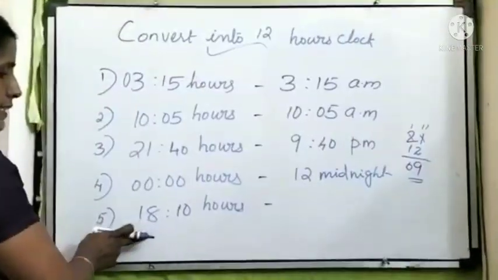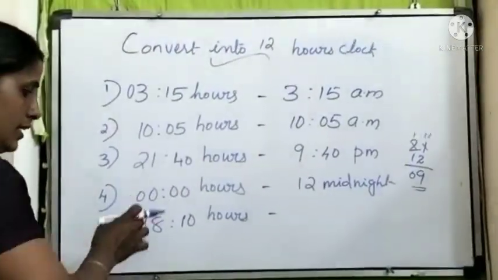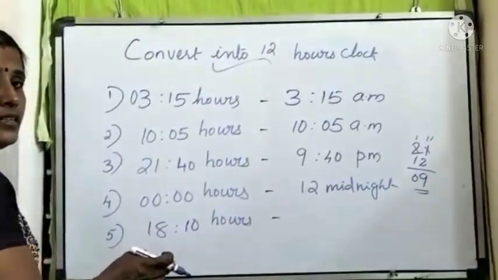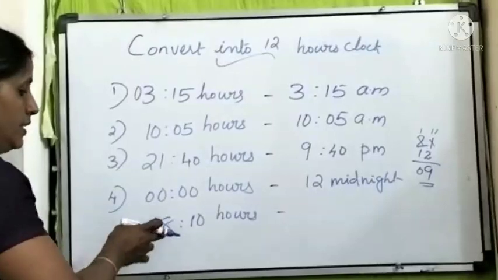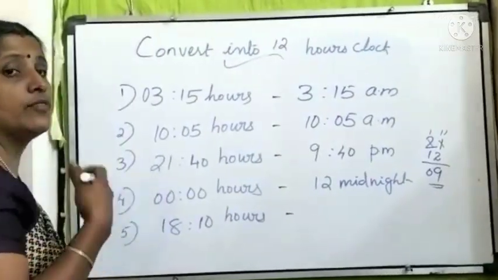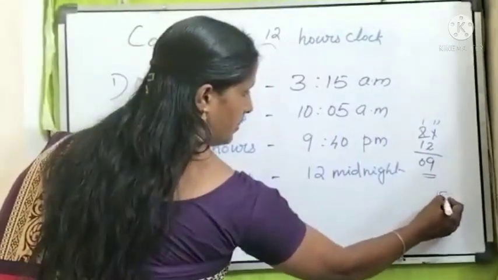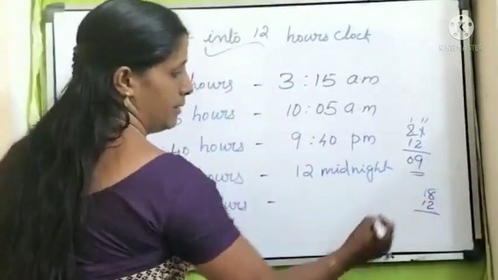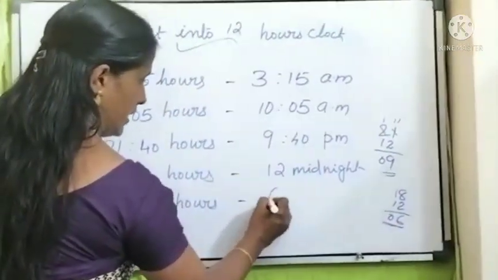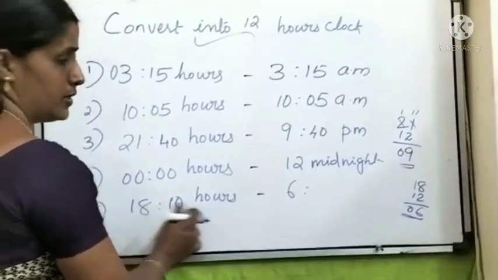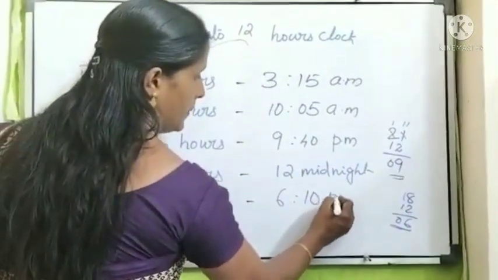And then 18 hours and 10 minutes. How can we write it in the 12 hours clock? Yes, what do we do? Subtract 12 from which number? 18. 18 is here, the hours. So, 18 minus 12. What is the answer? 8 minus 2? 6. 1 minus 1? 0. So, here the hour is 6 and what is the minute? Here, 10. So, instead of hours, we have to mention PM.